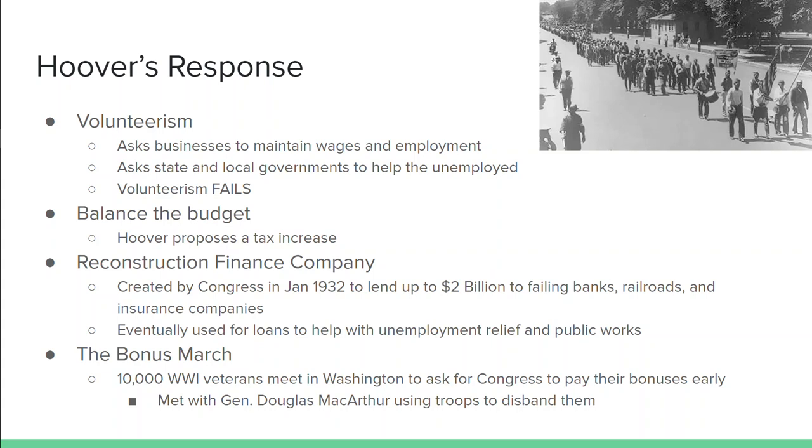Now, there is one positive that comes out of Herbert Hoover's administration as president. And that's that in 1932, Congress created something called the Reconstruction Finance Company. And the Reconstruction Finance Company, or the RFC, is going to provide up to $2 billion to banks, railroads, and insurance companies to keep them in business. It's not until July of 1932 that Herbert Hoover eventually lets some of this money be used to go towards unemployment.